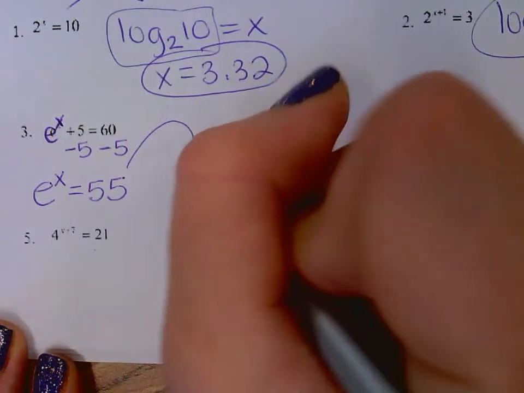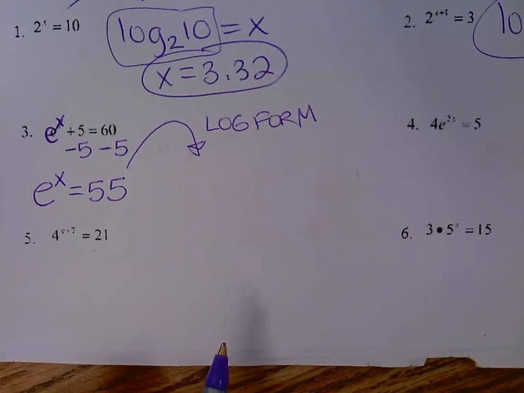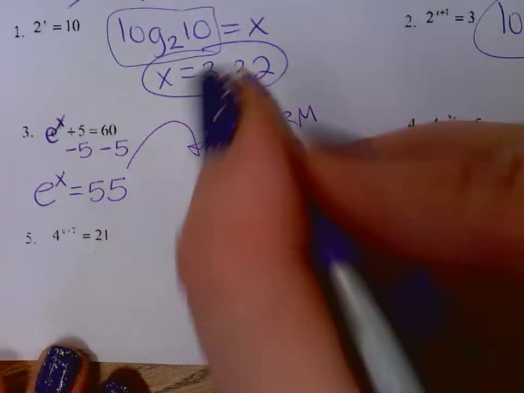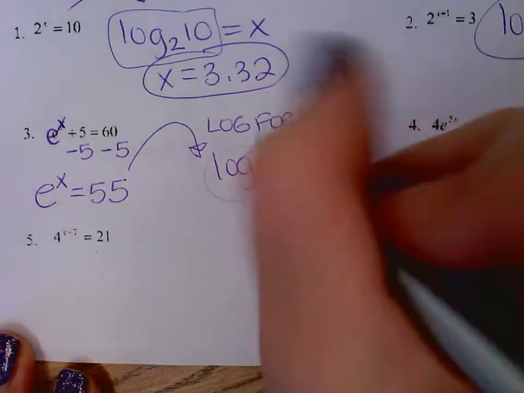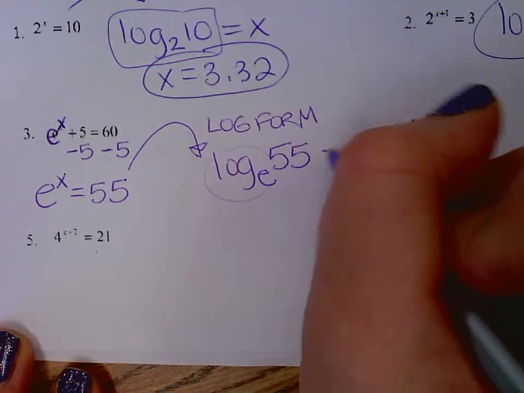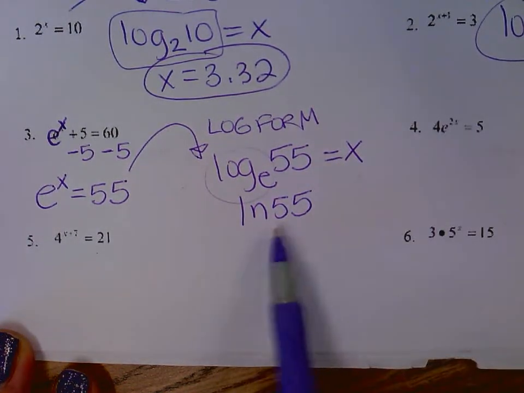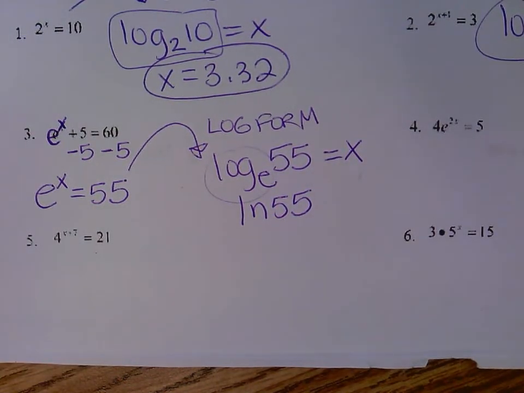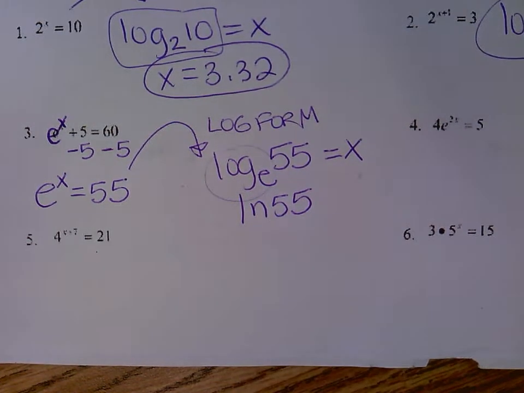Now I'm going to change it into log form. So what's the base of my log? The base of my log is going to be e. Log base e, which is the natural log button, of 55 will give me x. You can just use the natural log button on your calculator, or you could change the base and use e. But log base e of 55 is the same as the natural log of 55.